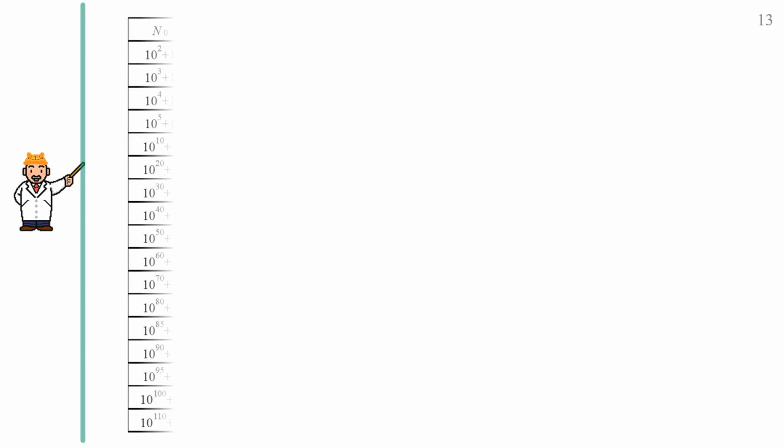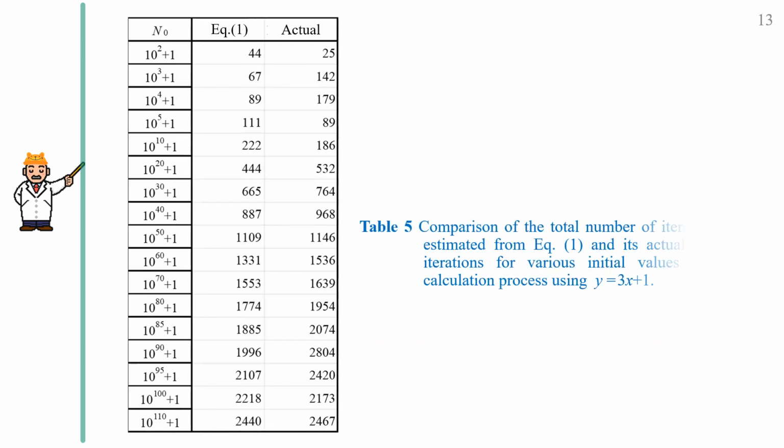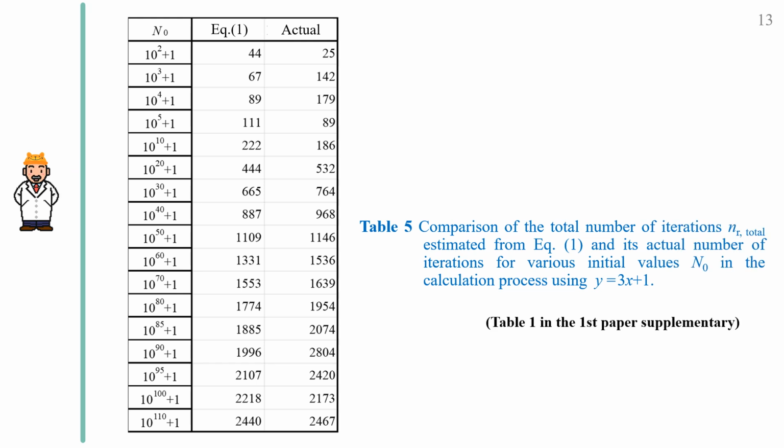Table 5 compares the actual number of iterations with the number of iterations required for the calculation value to reach 1. According to equation 1, for a wide range of n0, the two values differ greatly when n0 is small, but they become nearly identical as n0 becomes large. This is because as n0 increases, the overall behavior of the iterative calculation becomes dominated by decreasing behavior.